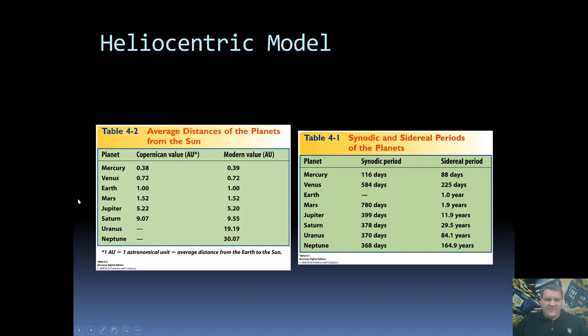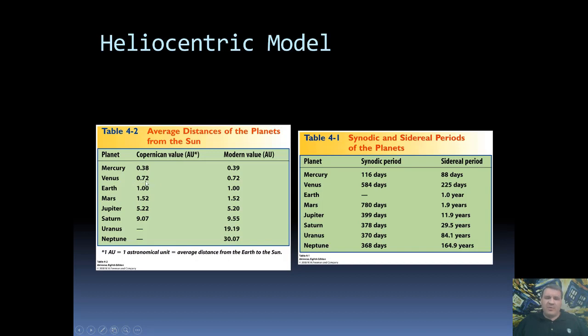So here on this left table, Mercury, it says, had a distance of 0.38 AU from the Sun. Now, if you remember from previously, an AU is an astronomical unit. This is the average distance from the Sun to the Earth. So Mercury is inferior. It's going to be closer to the Sun, and Copernicus said that it was at 0.38 AU from the Sun. The modern accepted value is 0.39, so really close.